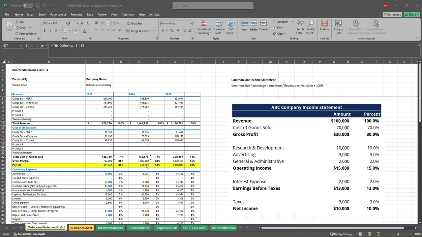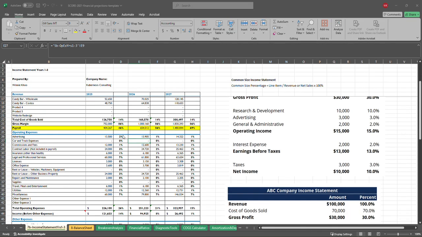So after the first year, we see the second year it increases by 10%, and then the year after that, it's 23% compared to the first year. So that's going to be a huge driver.